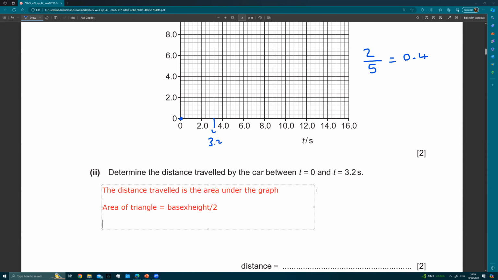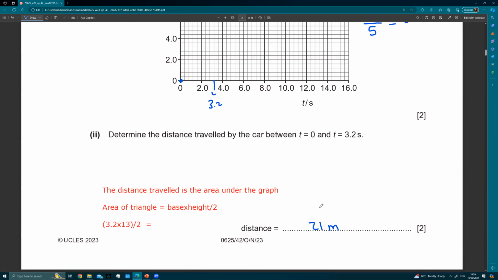It's important you show the examiner your working out, otherwise you might lose the working out mark. And then in this case, the base was 3.2 times the height, which was 13. So 3.2 times 13, and then divided by 2. That would give you 21 meters if you round to two significant figures. So therefore, that will be equal to 21 meters. Do not forget the unit.